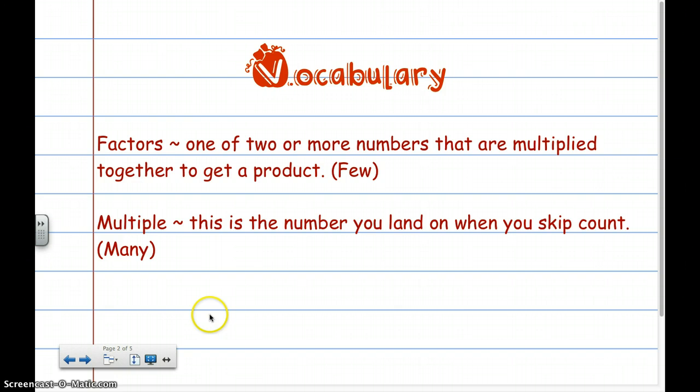A factor is one of two or more numbers that are multiplied together to get a product. They are fewer. Multiple, this is the number you land on when you count, and there's many of them. So have your recording sheet out and make sure that you record this on your recording sheet. Remember, if you lose your recording sheet, it is available on my teacher website.